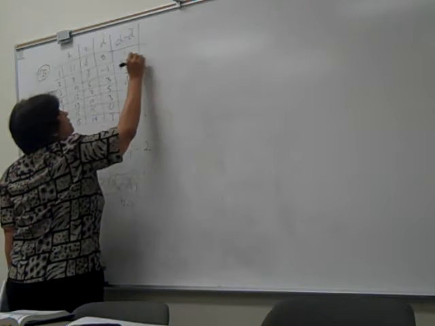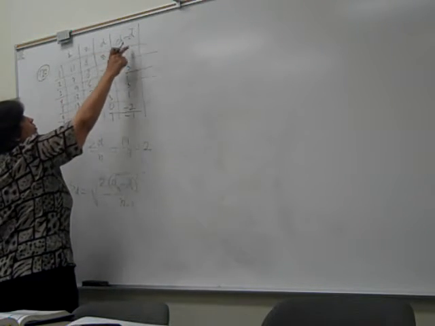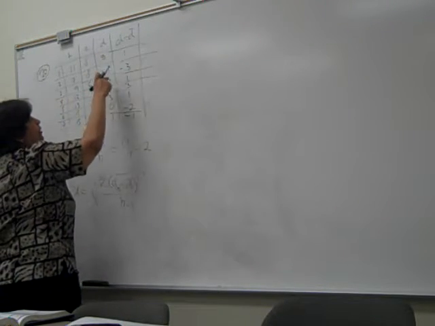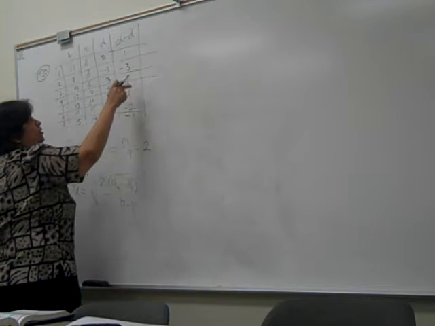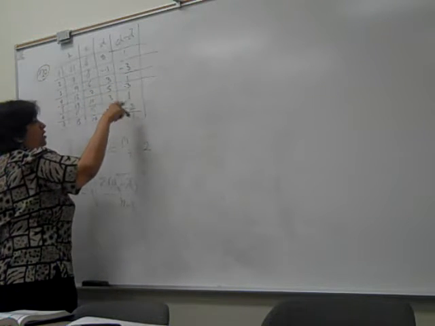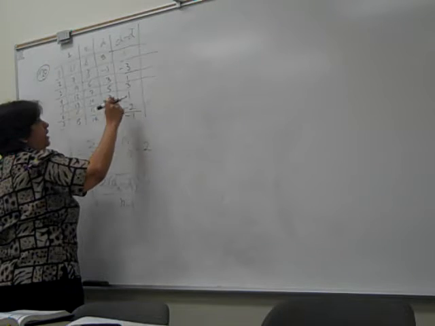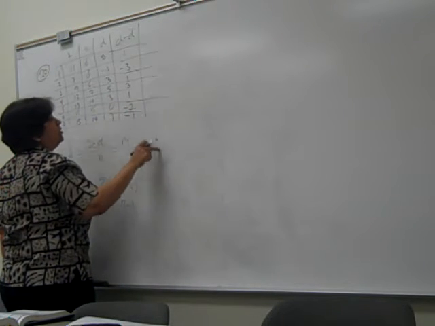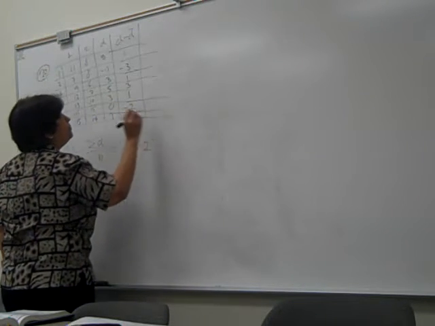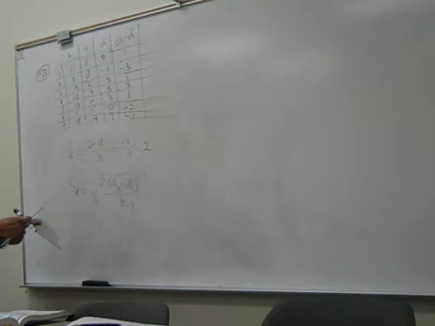Okay? So 3 minus 1 is 1, minus 1 minus 2 is minus 3, 3 minus 1 is 1, 5 minus 2 is 3, 3 minus 2 is 1, 0 minus 2 is negative 2, and 1 minus 2 is negative 1. Okay, now I have this.